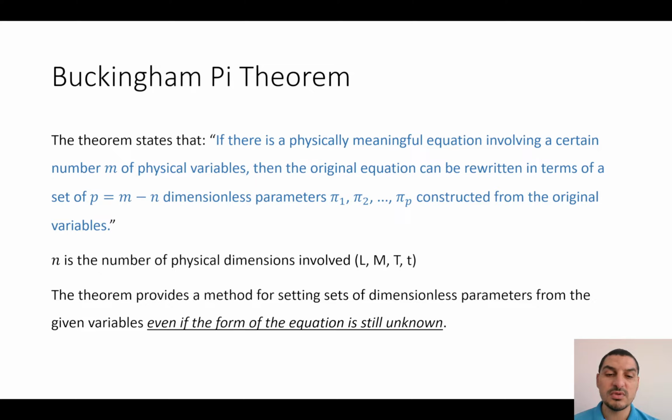This is very useful because it helps us set the number of the dimensionless parameters and know how many dimensionless groups we will have, even if we don't know the final form of the equation. And as we said last time, this is very useful in reducing the number of variables, to make the experimental data or experiments that will be done small or less in number.